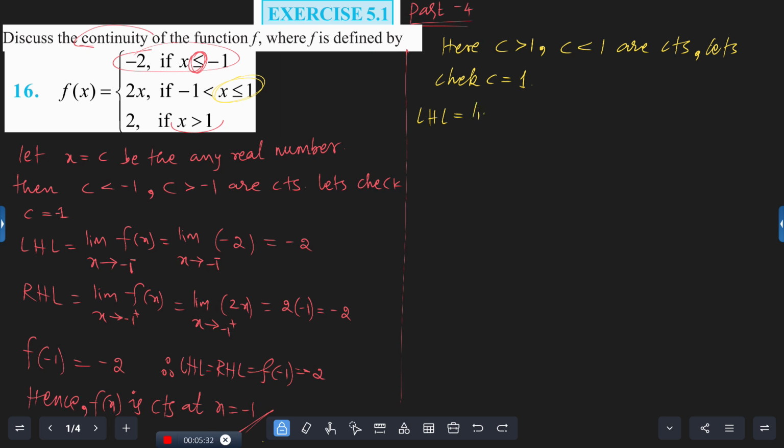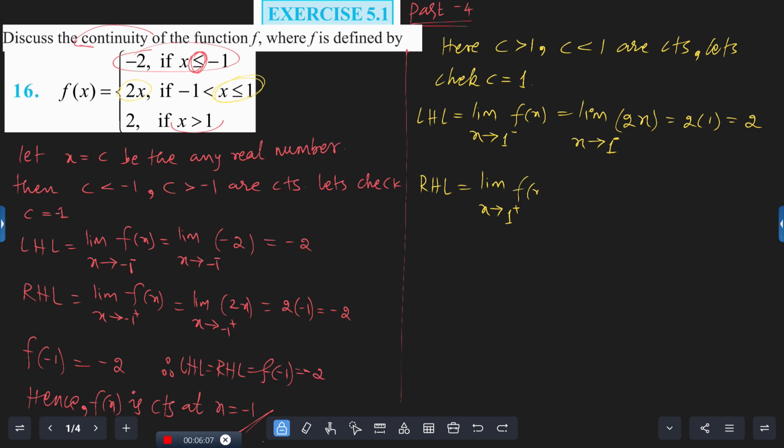So the limit x tends to 1 minus f of x is equal to, limit x tends to 1 minus, what is the f of x? Left hand limit means 1 and below, so 2x, which is 2 times x, equal to 2 into 1, which is equal to 2. Like that, the right hand limit is limit x tends to 1 plus f of x, where plus we have to give in a power.